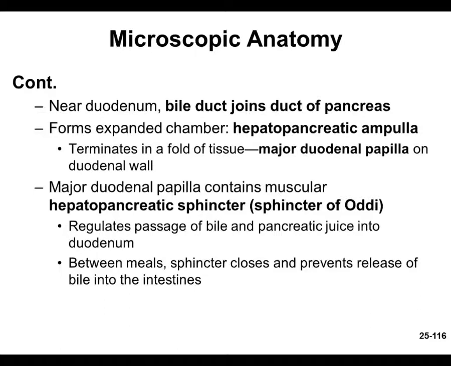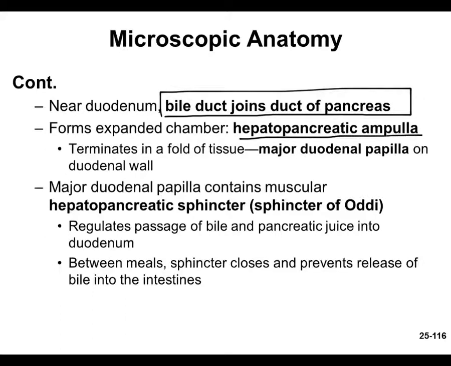Also near the duodenum, and I mentioned this earlier, is where the bile duct is going to join the pancreatic duct. And it's there that we have the hepatopancreatic ampulla, or the folds of tissue there are also referred to as the duodenal papilla. So I'm referring to those as being essentially the same. The chamber is the ampulla, the fold of tissue, the nipple-shaped structure is the duodenal papilla, but I'm not going to differentiate between those two.